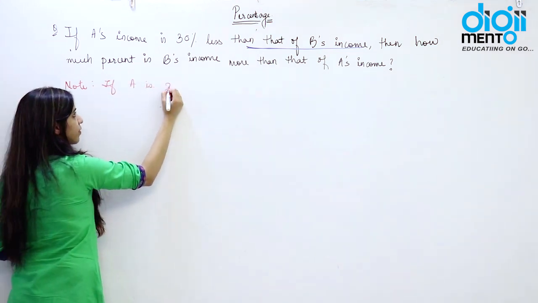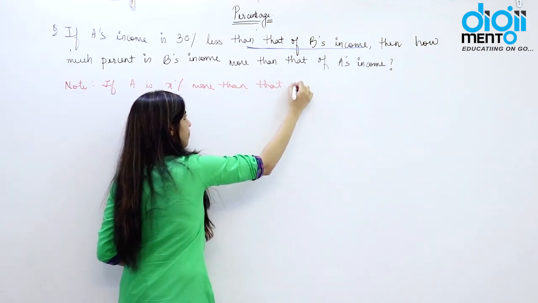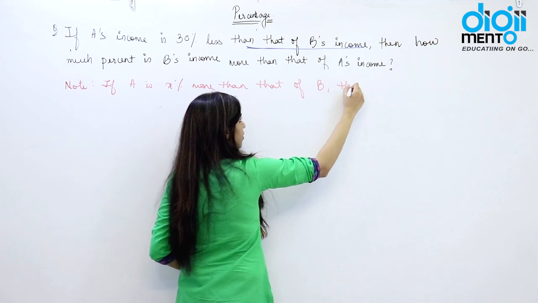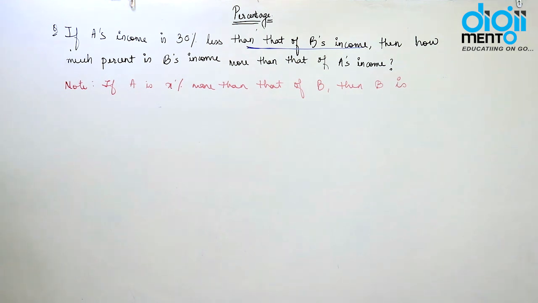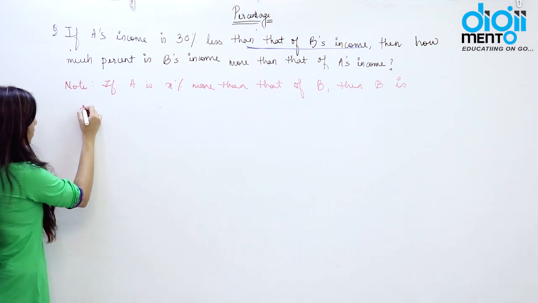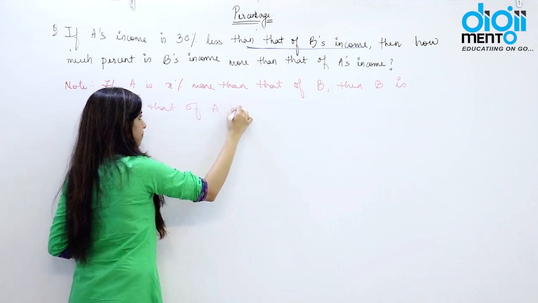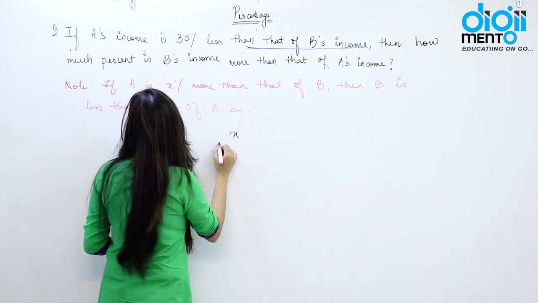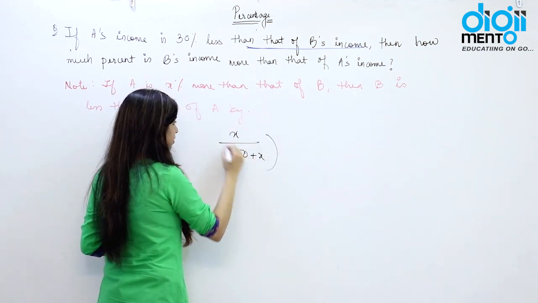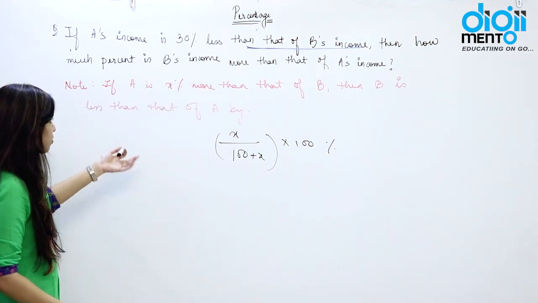If A is X% more than that of B, then B is less than that of A by X upon 100 plus X into 100%. This pen is not working. Fine, this is the same thing.